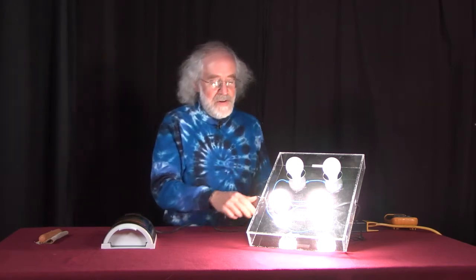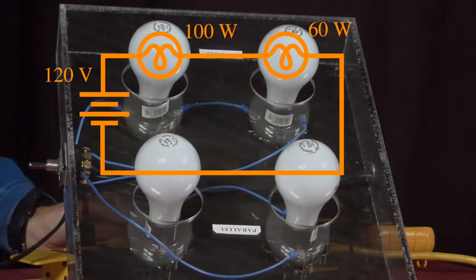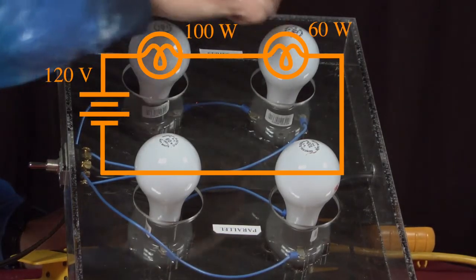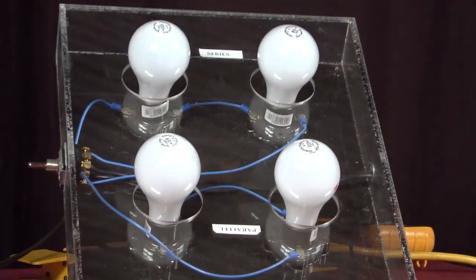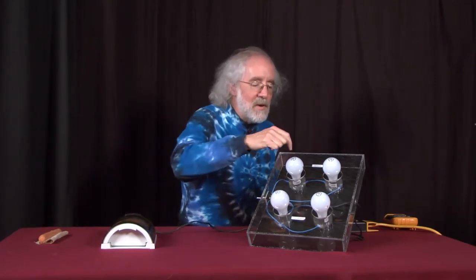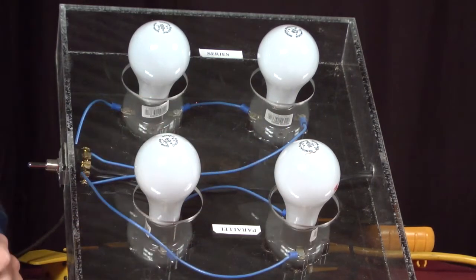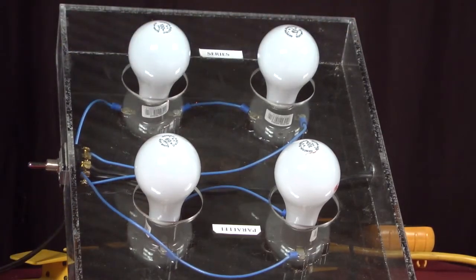But now I'm going to do this. I'm going to take these two bulbs and hook them up in a circuit where they're connected in series. So the 100 watt bulb and the 60 watt bulb are connected one after the other. The current goes through this one and then it goes through this one. Now think about this. The same current goes through this bulb and that bulb. The 100 watt bulb has a low resistance. The 60 watt bulb has a high resistance. They have the same current through them.